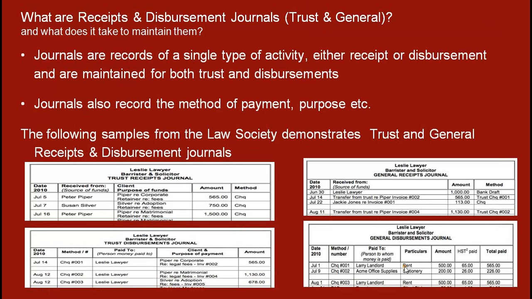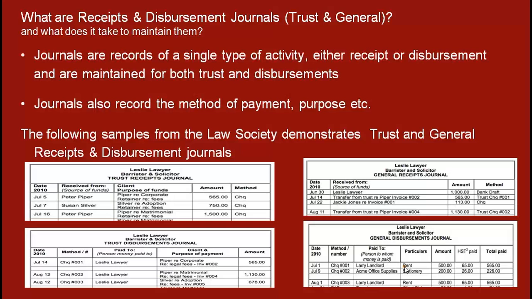And within the trust, you have both receipt as well as disbursement. So money coming in, money leaving trust. Money coming into general, money leaving general. A good example of money leaving general is a disbursement, or let's say you're doing an application fee where you're paying on behalf of your client, and it's money leaving your general account.